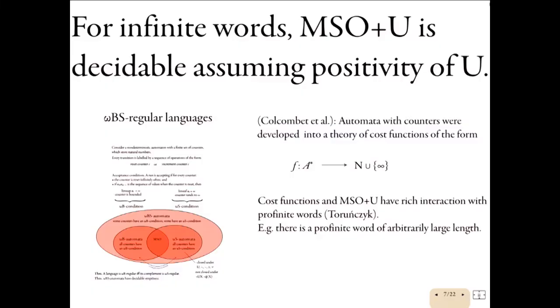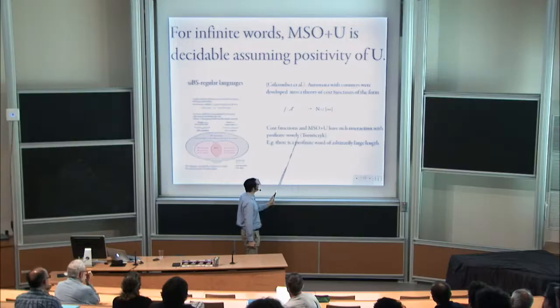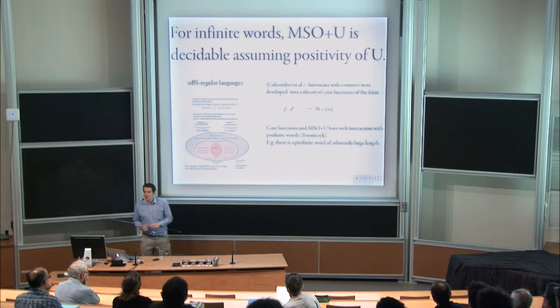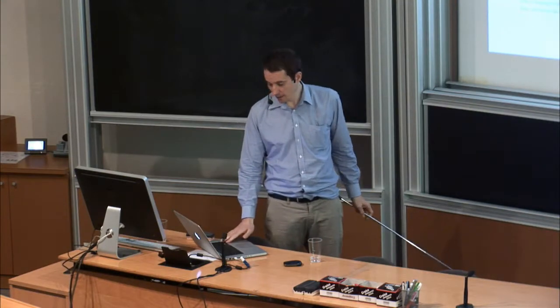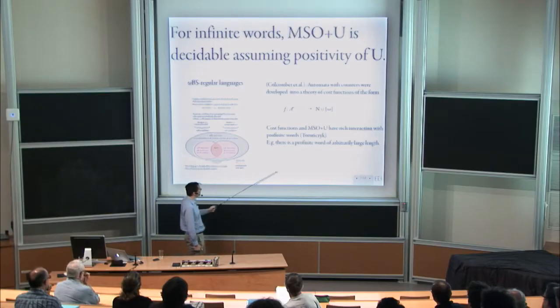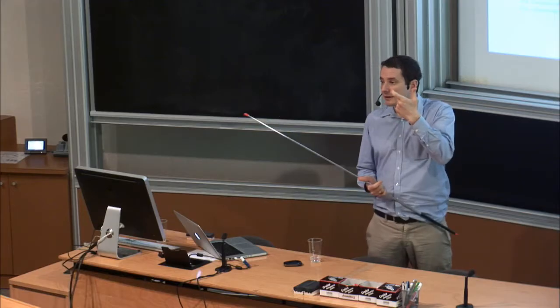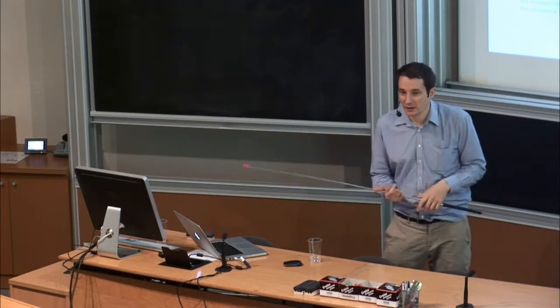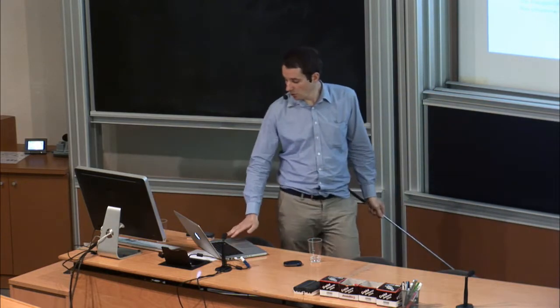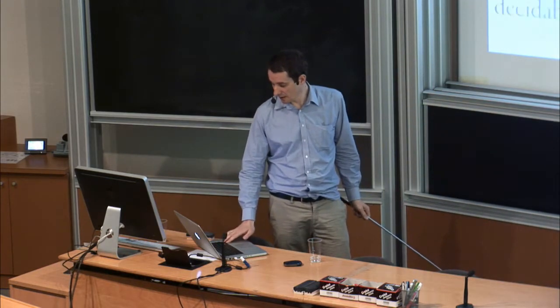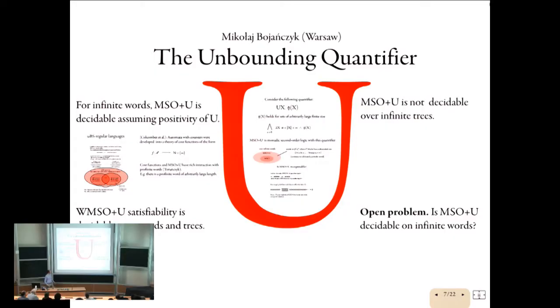Another thing that I'd like to mention in this context is that both cost functions and this MSO+U logic have a very nice and rich interaction with profinite words, which was the topic of Szymon Toruńczyk's PhD thesis, and there's a lot of interesting things happening there. Okay, so the typical reason why you want to have profinite words is that, as opposed to finite words, there is a profinite word which has arbitrarily large length, and this is the kind of thing that you might want to study. Okay. So that's for the positivity.